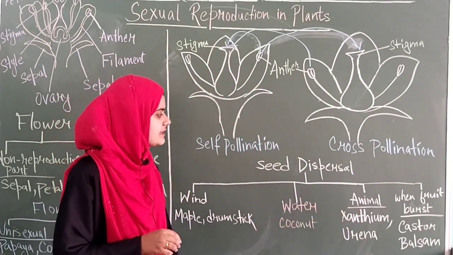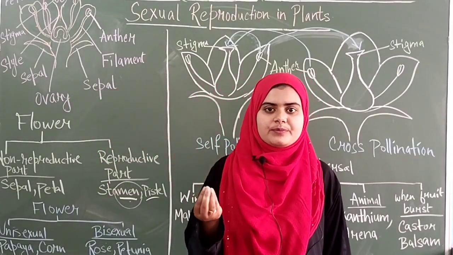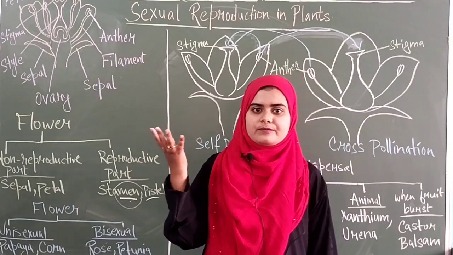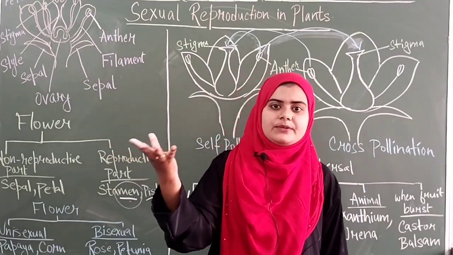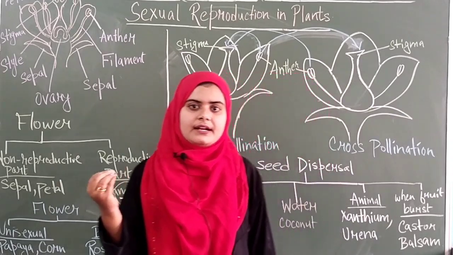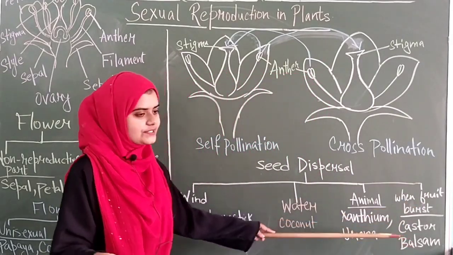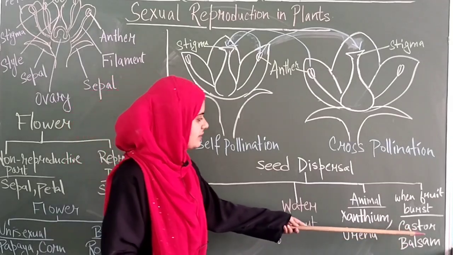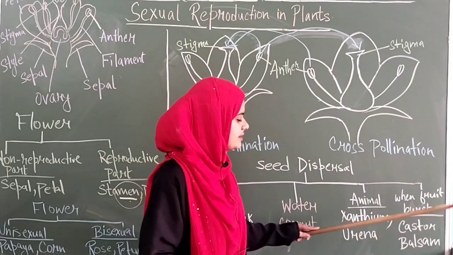The other mode of dispersal is when a fruit bursts out. There are some fruits that after ripening burst out, and when they burst, the seeds get dispersed. In this way the dispersal happens. It happens in castor and balsam.